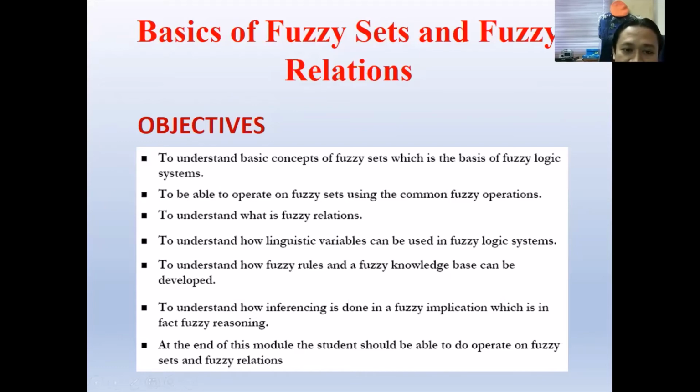And then to understand how linguistic variables can be used in a fuzzy logic system. The linguistic variables that I mentioned to you are, for example, very hot, warm, low. For example, how we can set the linguistic variables in our fuzzy logic system. And then to understand how fuzzy rules and the fuzzy knowledge base can be developed, and how inference is done in fuzzy implication, which is in fact fuzzy reasoning.